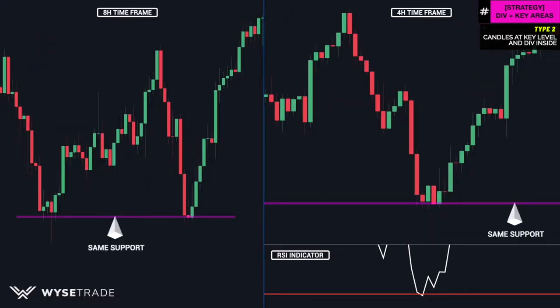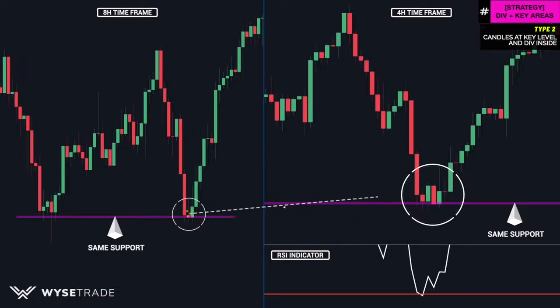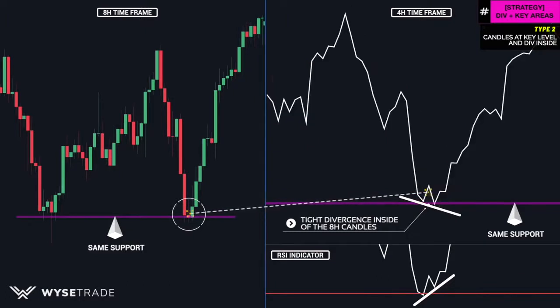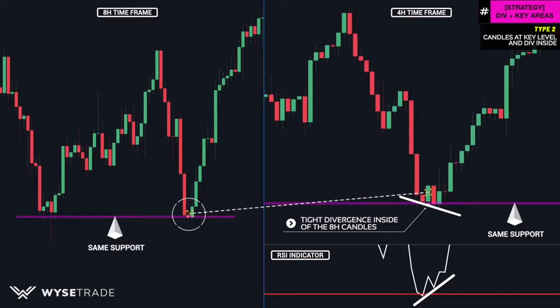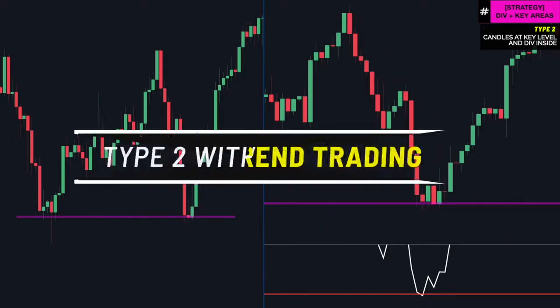Same support level, same downtrend. And these candlesticks and area here is the same area right here. Now, notice how inside of your candlesticks, you had this great tight divergence forming. Let's pull up the line chart so you can see it more clearly. Again, price made a lower low while the RSI made a higher low. So it's clear divergence. So jumping back, you then again put your trend line onto the immediate trend. And once you had your breakthrough as confirmation, you would then start looking for trade entries long using the lower intraday timeframes. So let's show type 2, but with trend trades.